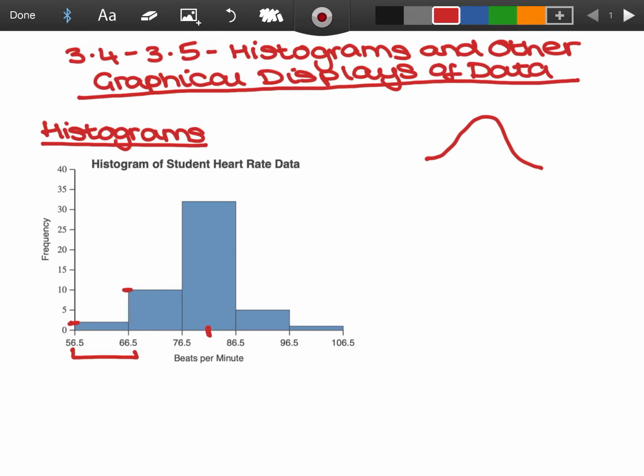But as I said, it is very useful because we can see which class occurs the most and which class occurs the least. In this case, we know that most of our data points lie in this class between 76.5 and 86.5, and the least amount of people fall in the class of 96.5 to 106.5.